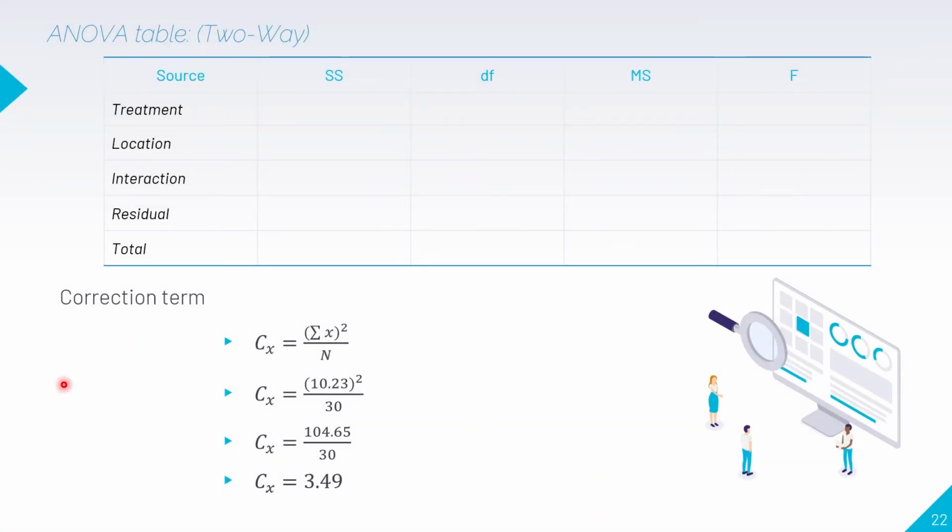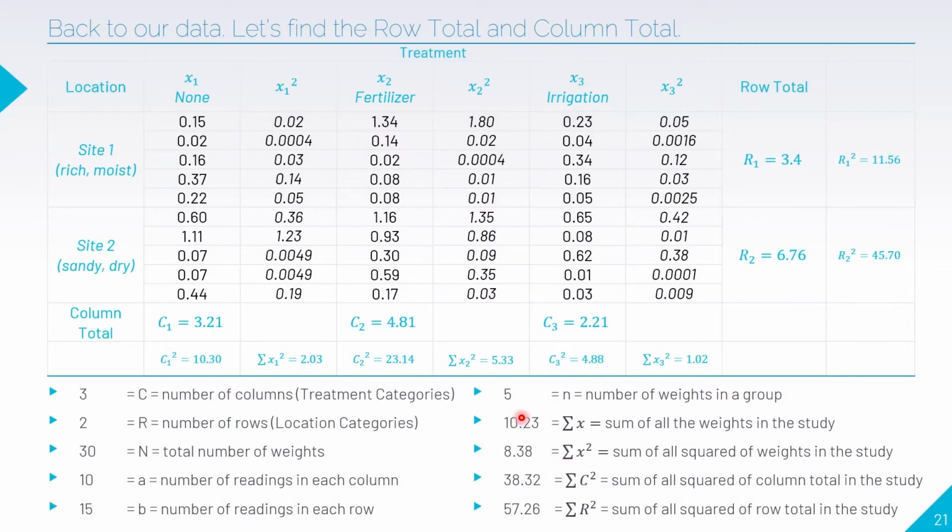Now we have our ANOVA table in two-way. So, first we need to find our correction term, right? So, we have summation of x squared over n. Our n is 30. Our summation of x is 10.23 here over 30.